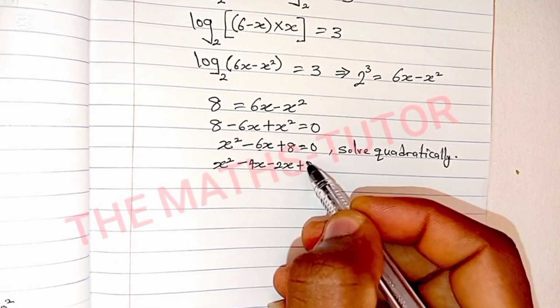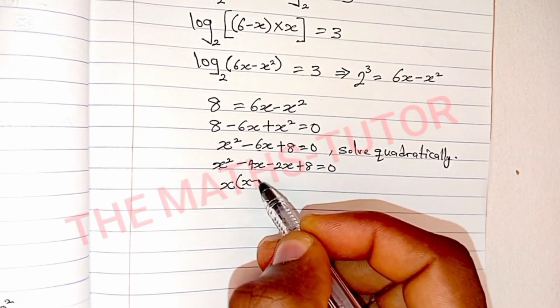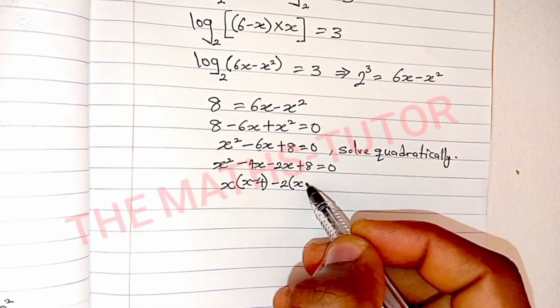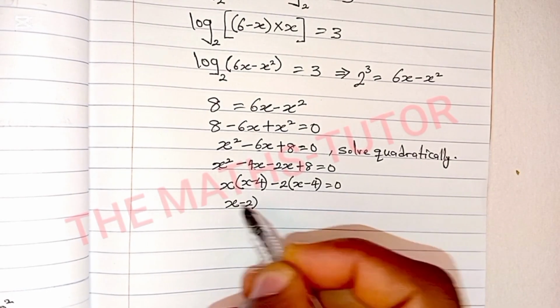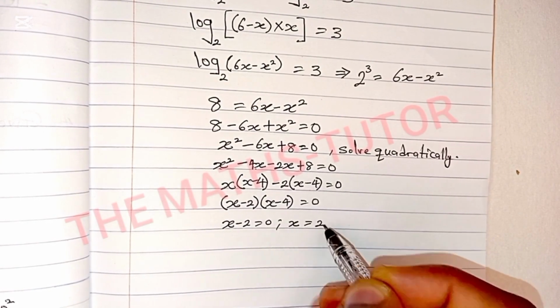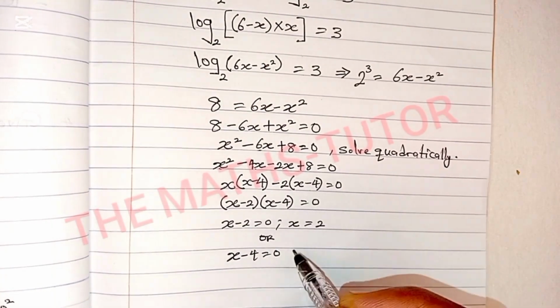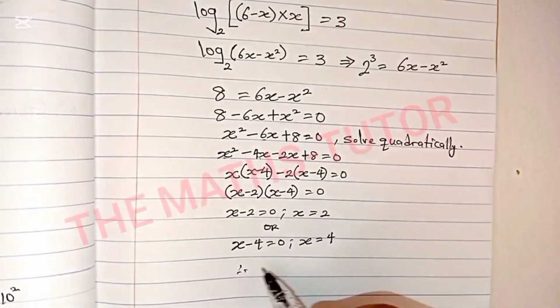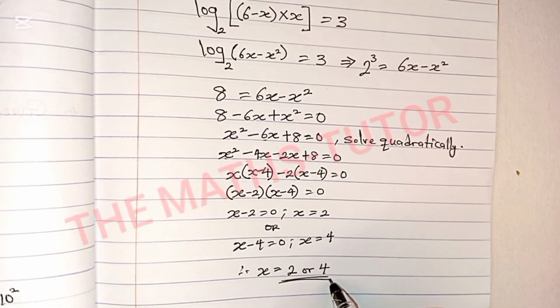Of course, minus 4 minus 2 will give me minus 6. Multiply that will give me plus 8. And so when I put that and I expand, collecting the factors out of it, I'll get x minus 2 and x minus 4 equals 0. That means that the roots will give me 2 or 4 respectively.